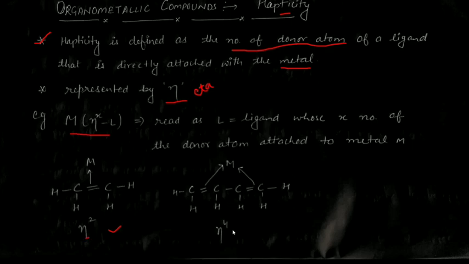And in this example the ligand is 1,3-butadiene and M is the metal. This metal M can attach with any of the 4 carbons because all carbons are in conjugation. So this compound has hapticity 4.